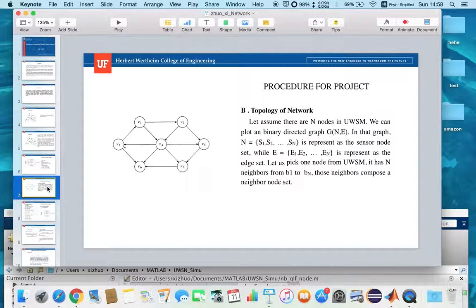And the second part is the topology of the network. Generally it's like this. It's a network, and let's assume there are n nodes in the network, and we can plot the graph here like this. V, a set of n, represents the sensor nodes, and set E represents the edges. So this is a node, and this is an edge.